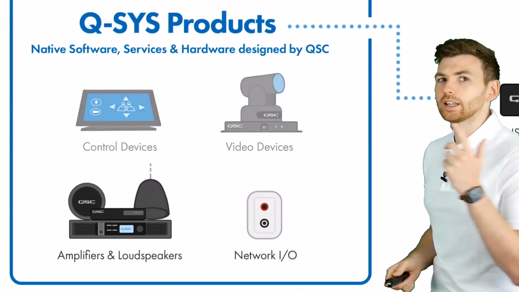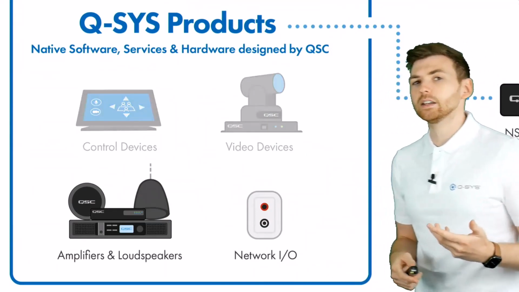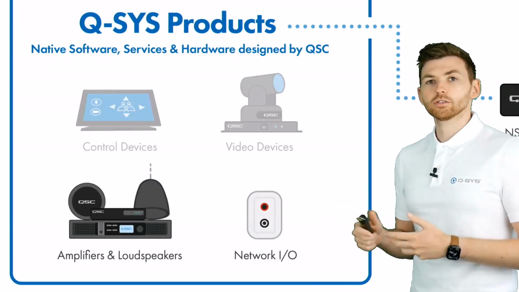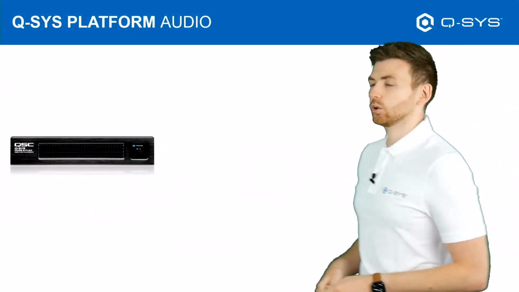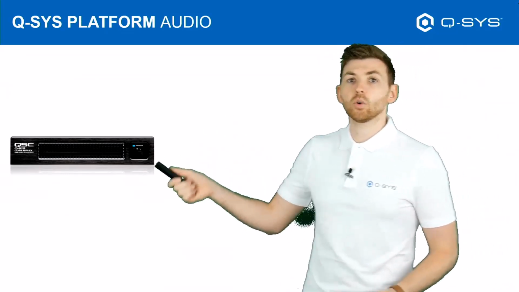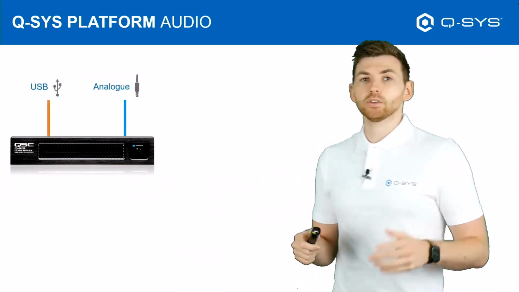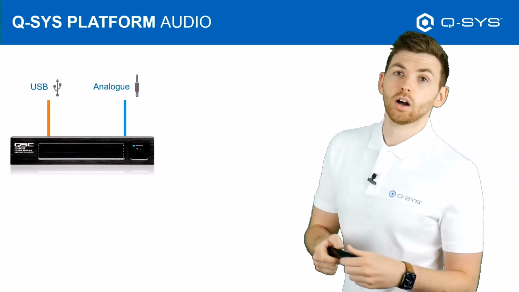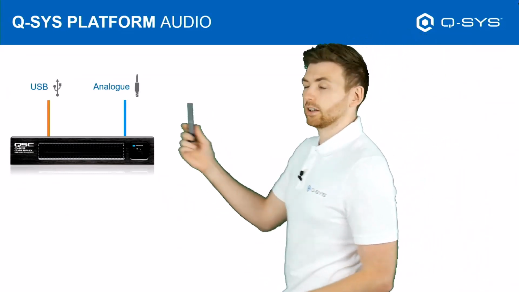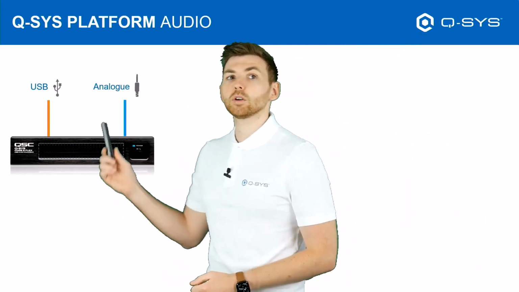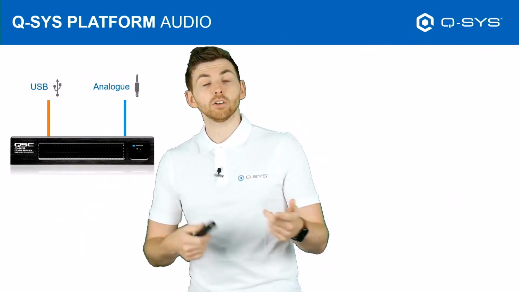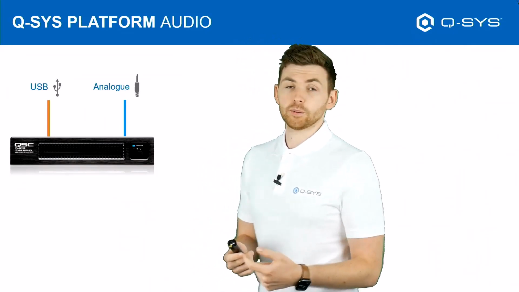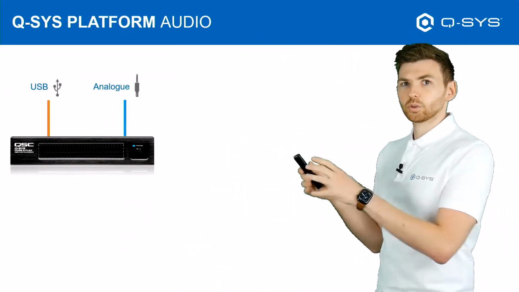Now let's start off looking at audio. How can we add in some audio peripherals to Q-SYS? Well, here we have a Q-SYS core, and let's say this is a Core 8 Flex. Now, as it happens, that Core 8 Flex has some audio I/O on it. It's got analog audio I/O, and it's also got a USB connection, which is going to do audio and also video to and from a computer. Now, that's just what's on the core itself.